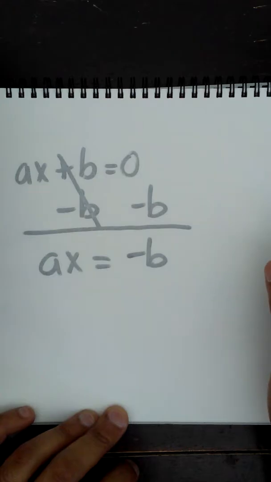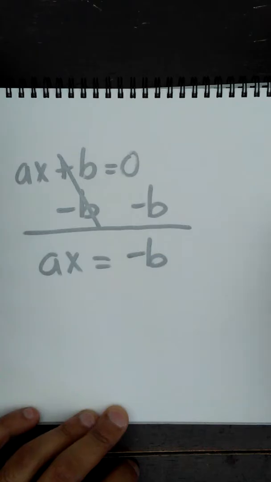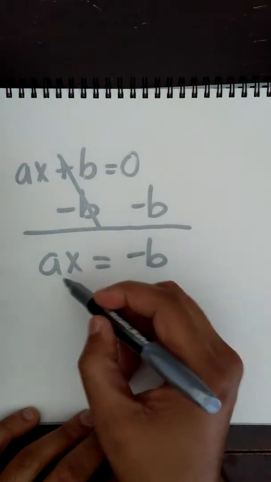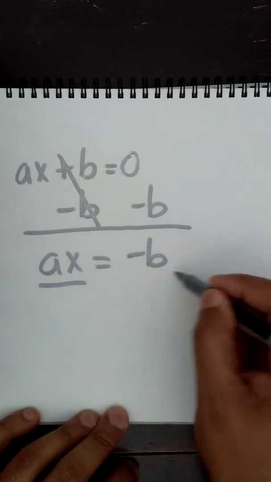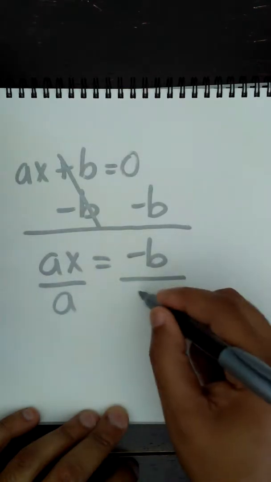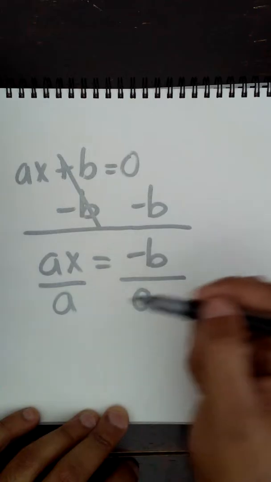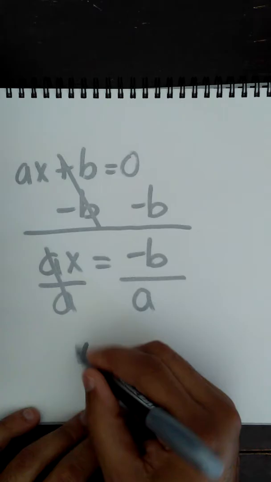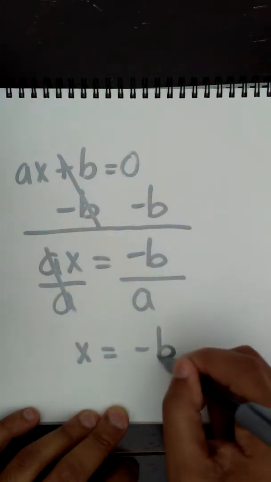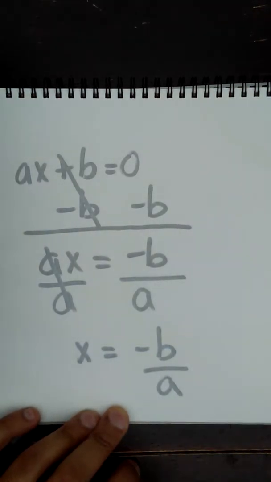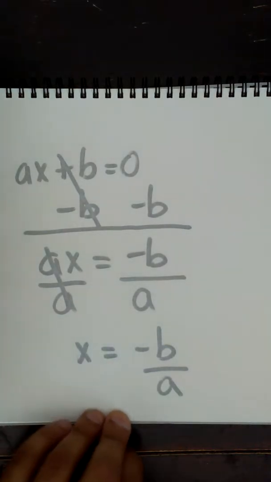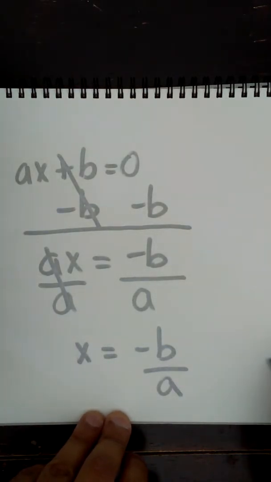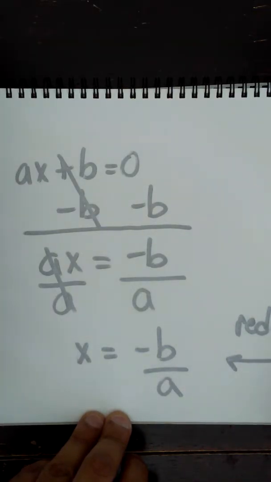Okay, once we subtract b from both sides, this is our answer, but we're not done because we're trying to isolate the variable x. So then we divide by a on both sides. A divided by a is 1, but we don't write 1 in front of the variable, so that crosses out, and we bring down x equals negative b over a. We might be able to reduce at this point.